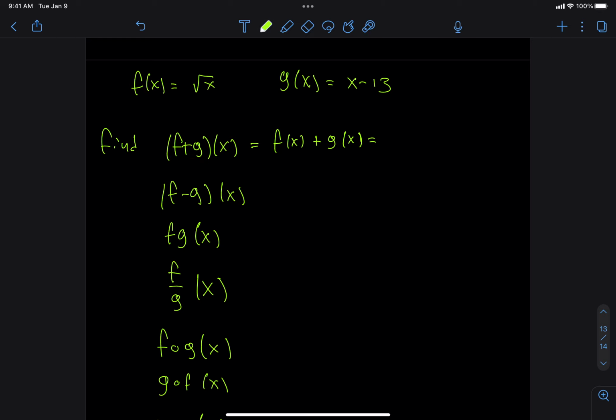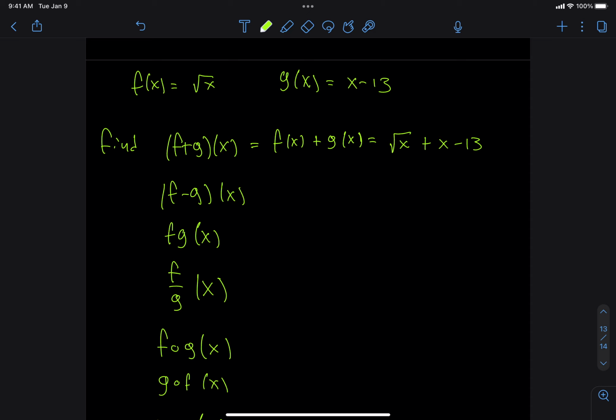So in this case, I would just take the two formulas, right? I know what f of x is. It's square root x. I'm going to put it here. I know what g of x is. It's x minus 13. I'm going to put it here. So I get square root x plus x minus 13. Okay, that was pretty easy.